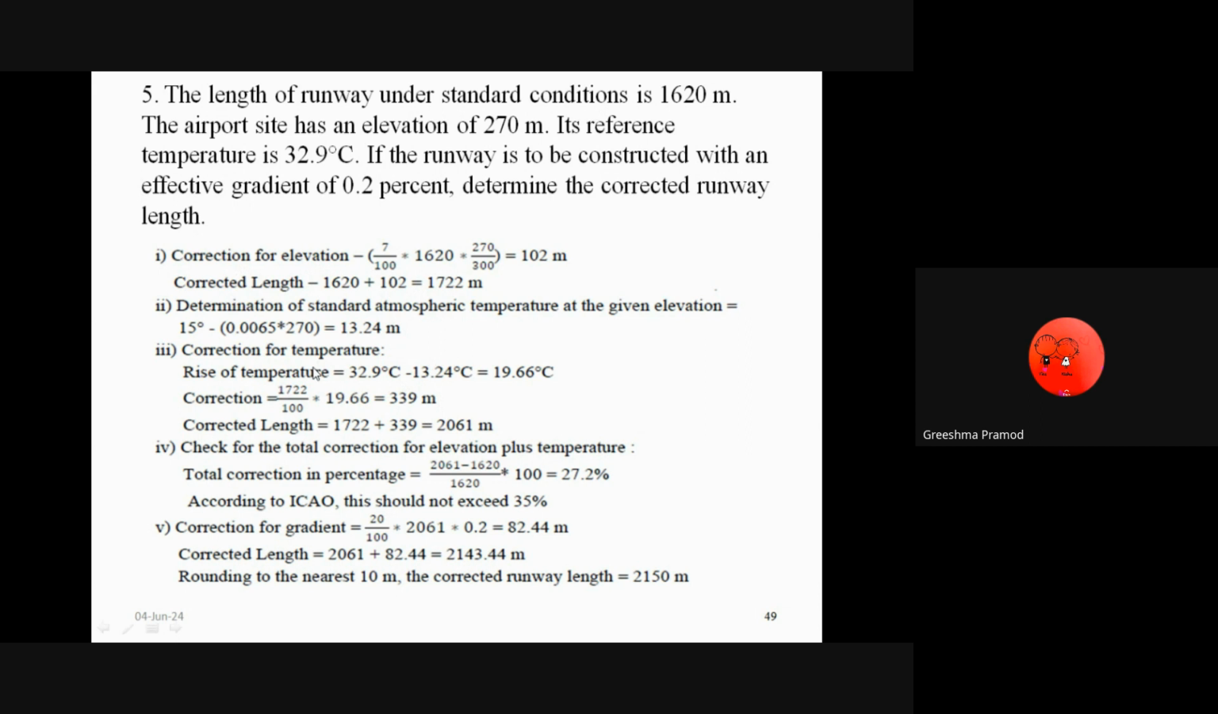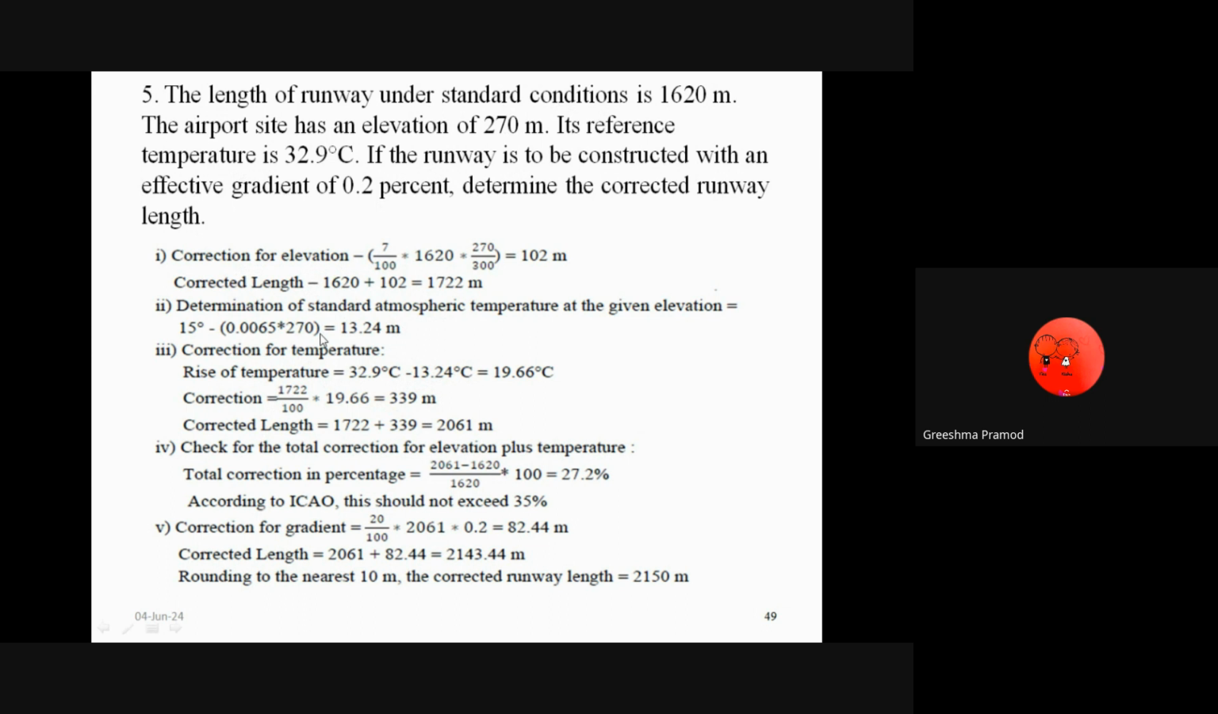Temperature above the standard atmosphere. ഇപ്പോൾ നമ്മൾ ആദ്യം ഇതിലിപ്പോൾ ക്വസ്റ്റ്യനിൽ റെഫറൻസ് ടെമ്പറേച്ചർ തന്നിട്ടുണ്ട് 32.9. ഓക്കെ, അപ്പോൾ റൈസ് ഓഫ് ടെമ്പറേച്ചർ കണ്ടുപിടിക്കാൻ നമുക്ക് എയർപോർട്ട് റെഫറൻസ് ടെമ്പറേച്ചർ മൈനസ് സ്റ്റാൻഡേർഡ് അറ്റ്മോസ്ഫിയർ ടെമ്പറേച്ചർ കണ്ടുപിടിക്കും. പക്ഷെ അതിന് നമ്മൾ സ്റ്റാൻഡേർഡ് അറ്റ്മോസ്ഫിയർ ടെമ്പറേച്ചർ കണ്ടുപിടിക്കേണ്ട ഫോർമുല എന്തായിരിക്കണം? 15 degrees Celsius minus 0.0065 into the elevation which is given to you.